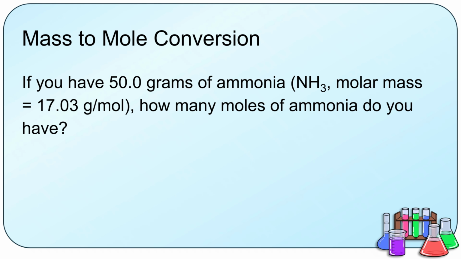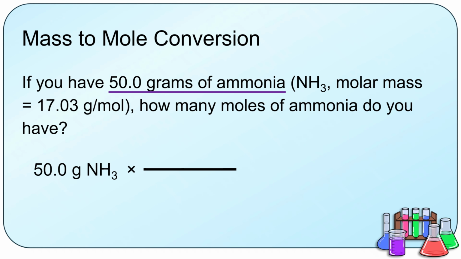If you have 50 grams of ammonia, how many moles of ammonia do you have? We're given the molar mass again. We'll take the number given to us in the question and write that as the starting point. Then I'll set up my conversion factor. Whatever unit I start with goes to the bottom, so grams of NH3 goes to the bottom. The top is what I'm looking for, which is moles of NH3.